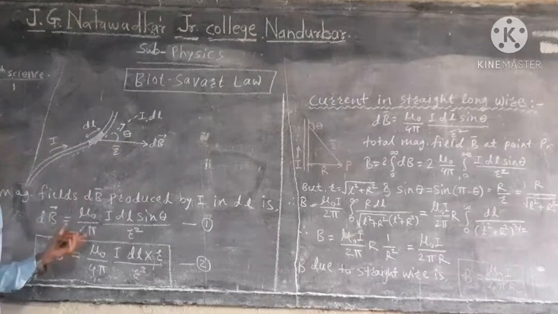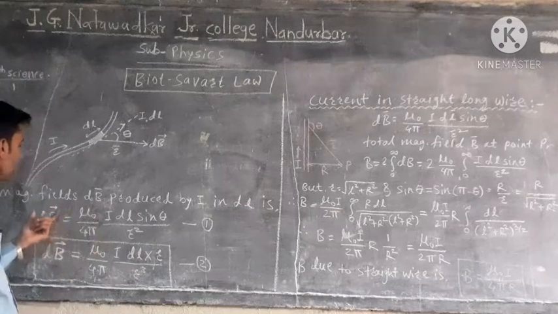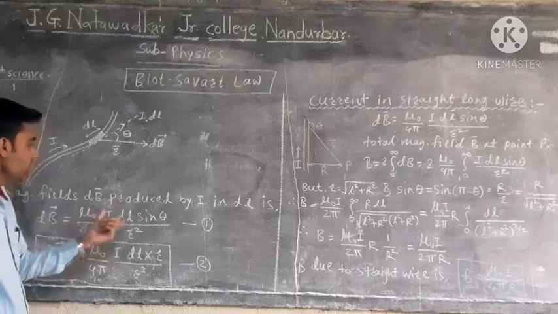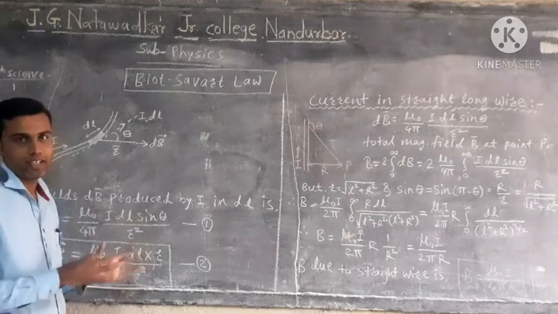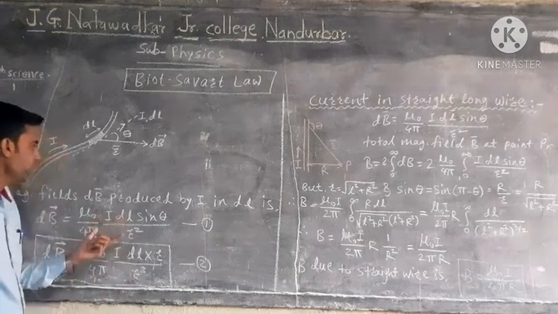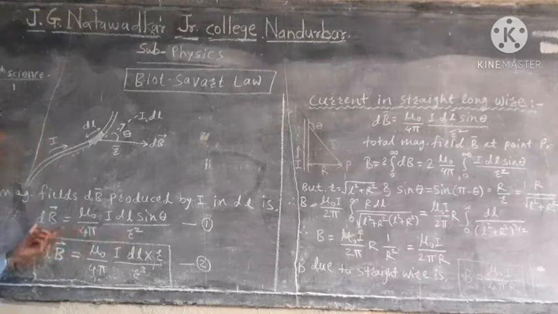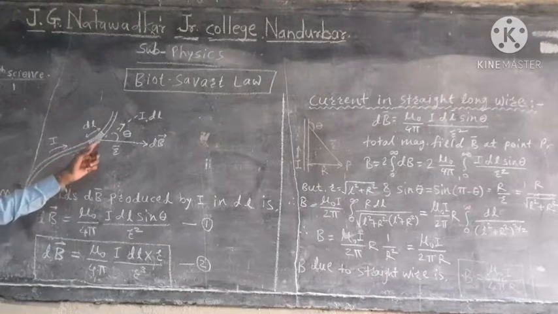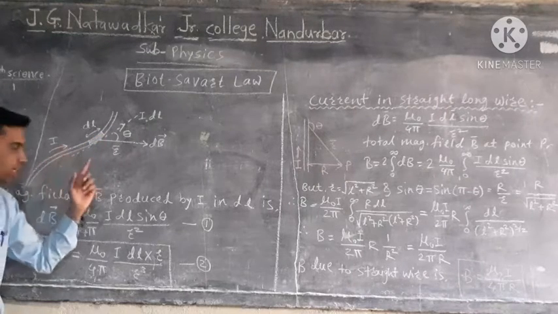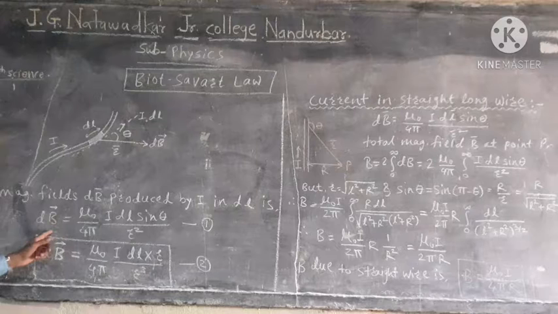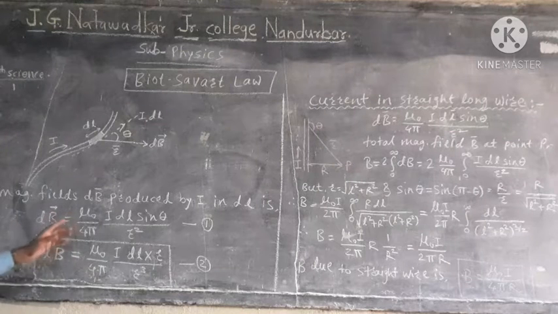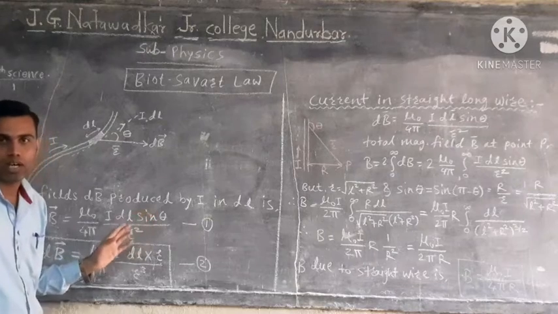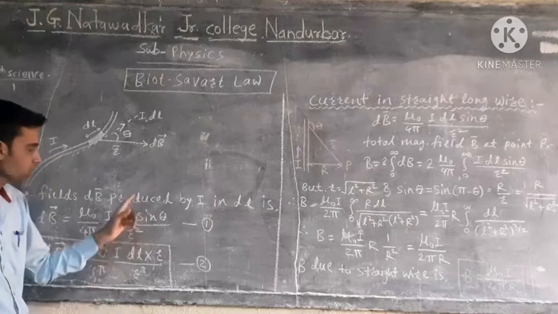So by superimposing, or we can say integrating, the values of dB for all the length elements, we get the magnetic field produced by each length element dl associated with current I, given by equation number 1: dB is equal to mu 0 upon 4 pi into I dl sin theta upon r square.